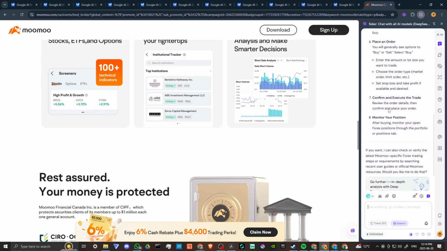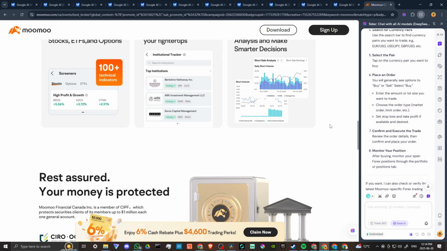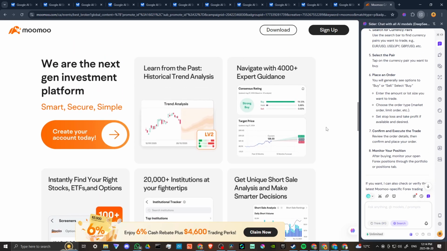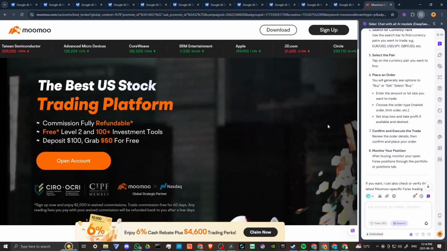After buying, monitor your open Forex positions through the portfolio or positions tab. And that's all there is to it.